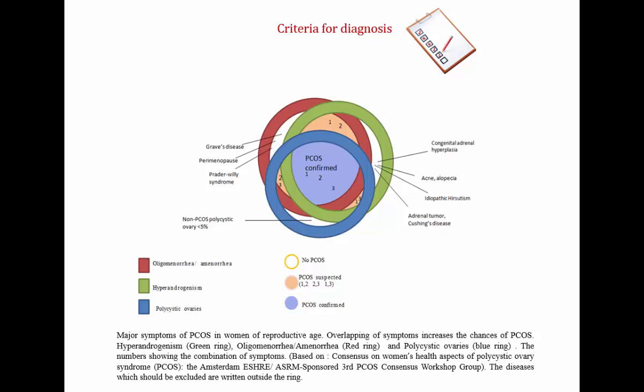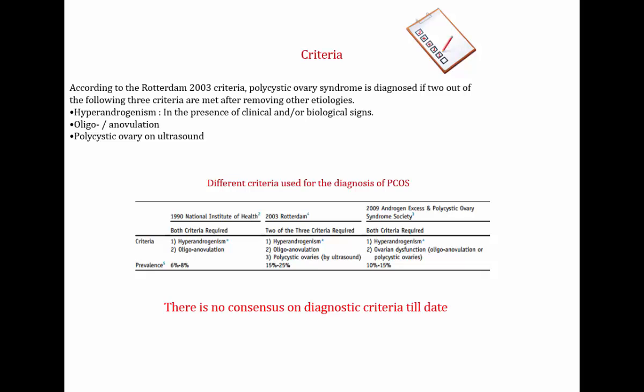But if some symptoms are overlapping, still a person cannot say that yes, for sure this is PCOS. This is according to the Rotterdam criteria. The Rotterdam criteria says that if any two of the symptoms are present, then it is PCOS. So these are the different criteria. In 1990, it was the NIH criteria, National Institute of Health. It says only two criteria are required.